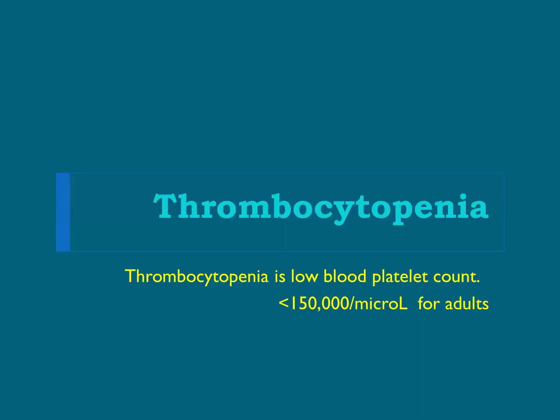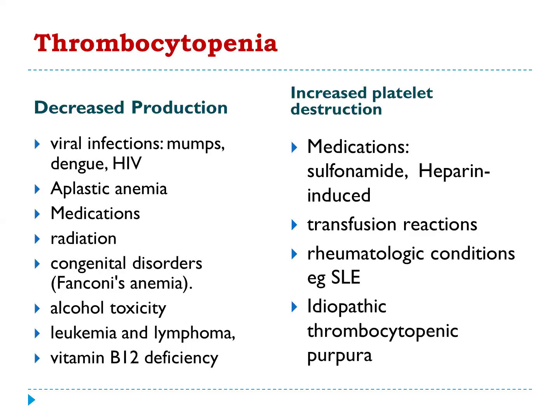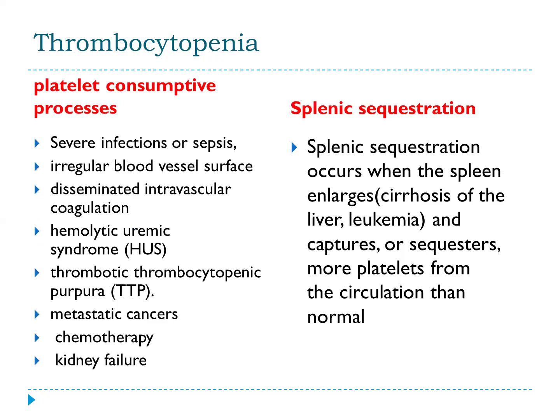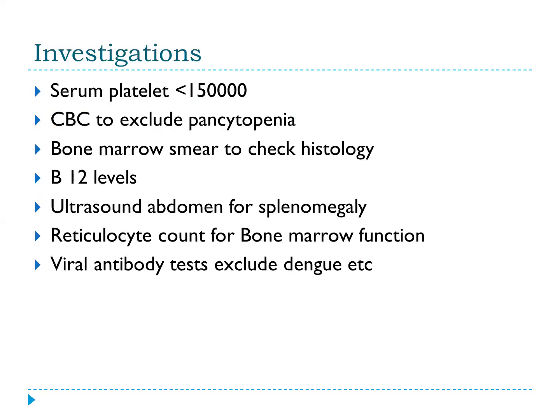Thrombocytopenia is a low platelet count, less than 150. So it could be decreased production, for example, viral infections, dengue, aplastic anemia, medication, or it could be increased platelet destruction like medications, transfusion reactions, and idiopathic thrombocytopenic purpura, which is an autoimmune disease where the platelets are destroyed. Or it would be that the platelets are consumed a lot, for example, in infection or DIC or chemotherapy, or the spleen has enlarged and it is causing the destruction of platelets. So these are the causes why thrombocytopenia can happen.